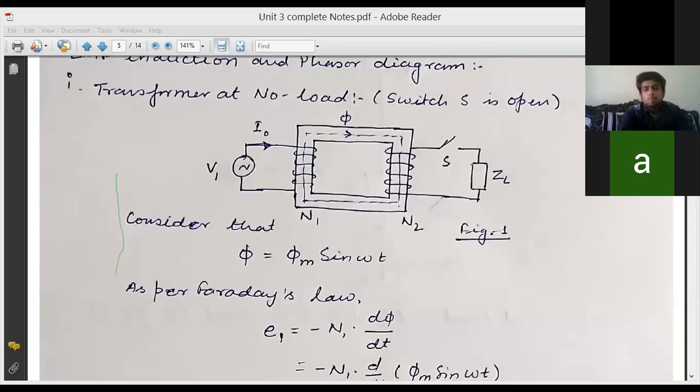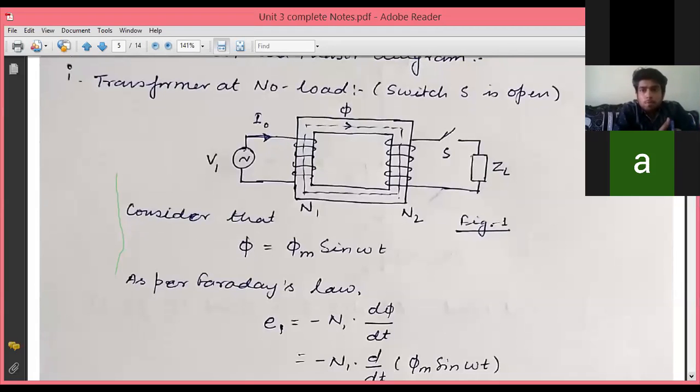Now, as per Faraday's law, whenever there is a change in flux around the conductor, EMF will be induced. So this established flux will cause the production of EMF in the primary winding as well as the secondary winding. There is one particular point which is very important to consider here. The EMF induced in the primary winding will be a self-induced EMF. Why is it self-induced EMF? Because it is the EMF induced because of its own flux.